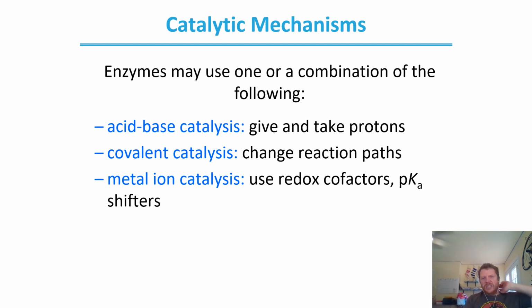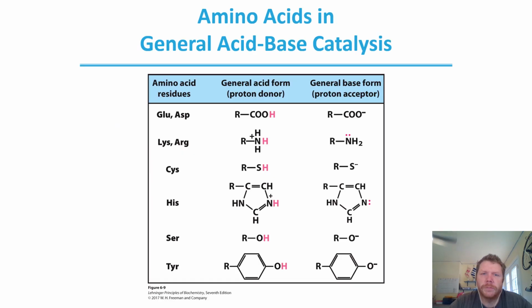Acid-base catalysis is pretty simple and straightforward. It's just the exchange of protons, give and take of protons. Covalent catalysis, you're going to change your reaction path. And metal ion catalysis, you're going to use redox cofactors that are going to alter pKa's of different groups.